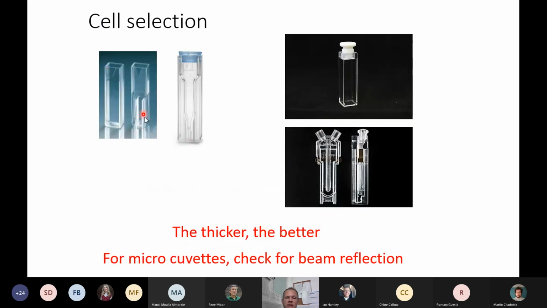Then select an appropriate cell. That could be plastic or a quartz cell. They are all available. You can take a spectrophotometry cell, or you can take plastic cells. But remember, the thicker the cell you're working with, the better correlation function you will have, because you are gathering scattered light from a bigger volume.